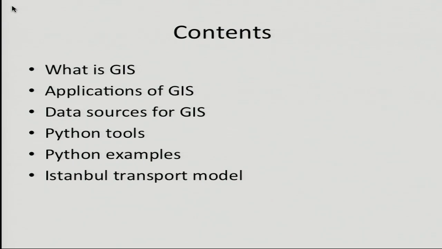So, the contents of this talk is like this. A short introduction to what GIS is. There's a lot of detail in GIS, and I'm just going to hand wave on that. I'll look at a couple of applications for GIS. I'm more interested in applications, so that's my forte, you could say. A little bit about where you can find data to use in your GIS system or applications, something about the Python tools available, some examples, and then, if I have time, I will talk about my research on building a transportation model for Istanbul. Okay, so let's get on with it.